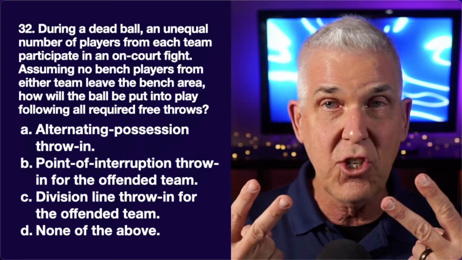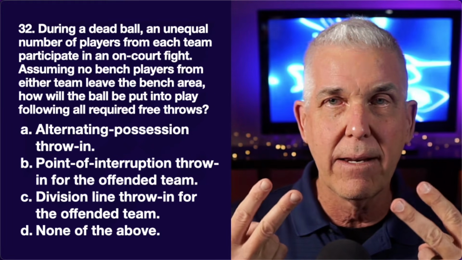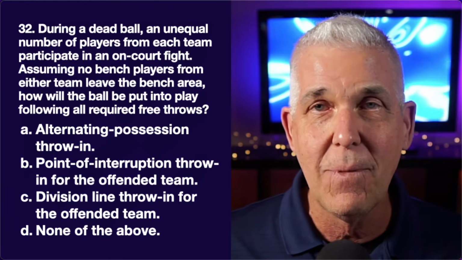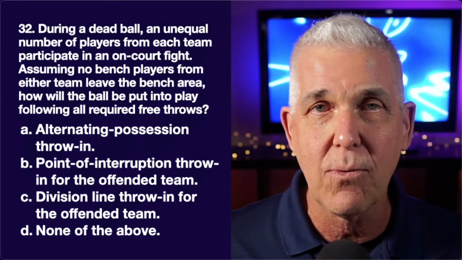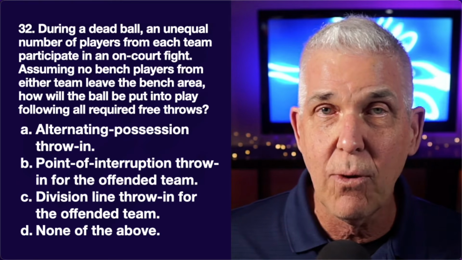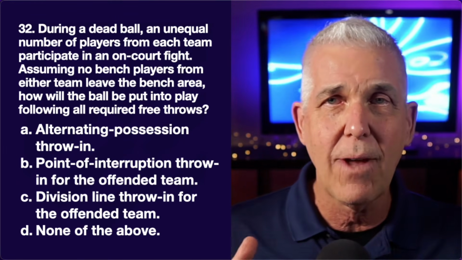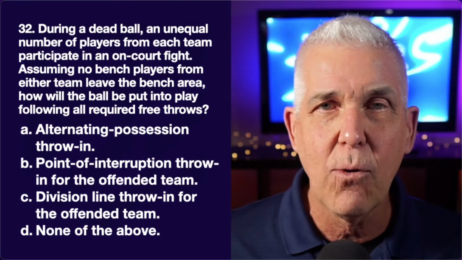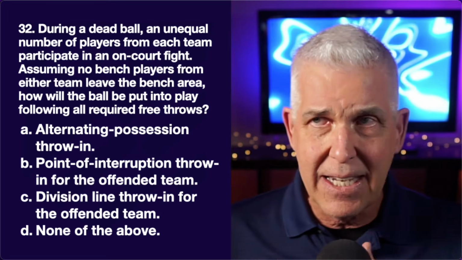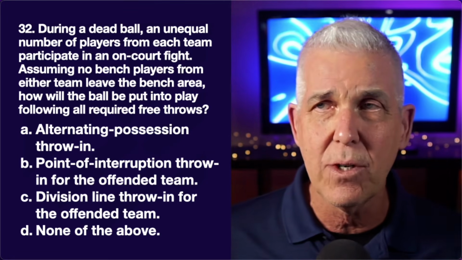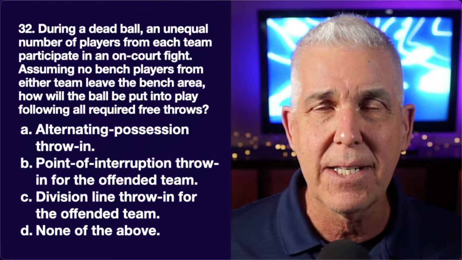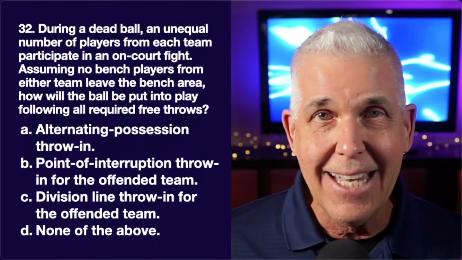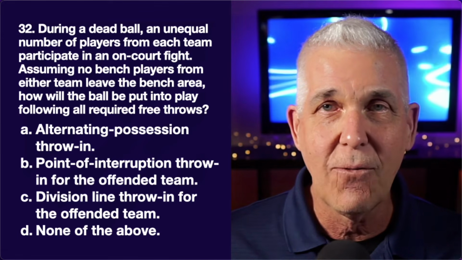Now, if we had 2 from each, 2 from black, 2 from white, right, and let's say there was no team control, we would need to resume the game with an AP throw-in. B, a point of interruption throw-in for the offended team. No, because we're going to have free throws in this situation. C, a division line throw-in for the offended team. By offended team, we're saying the team that had fewer players participate in the fight. So in the end, that's what we're going with. C is our correct answer, division line throw-in for the offended team.